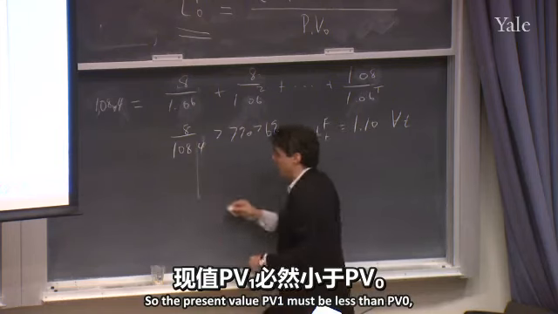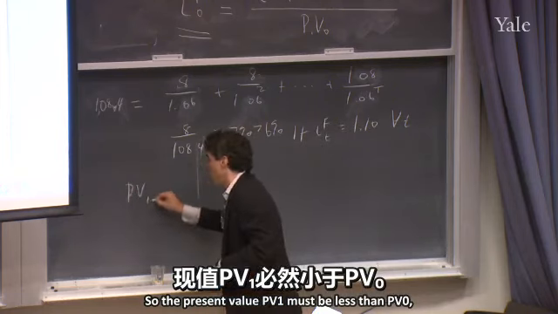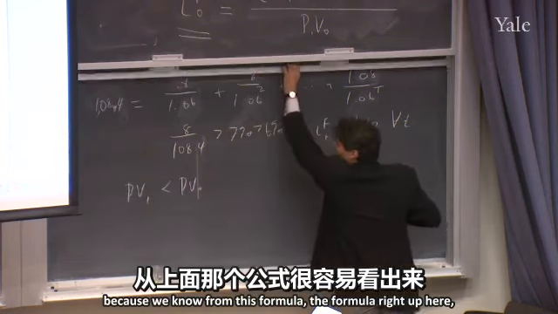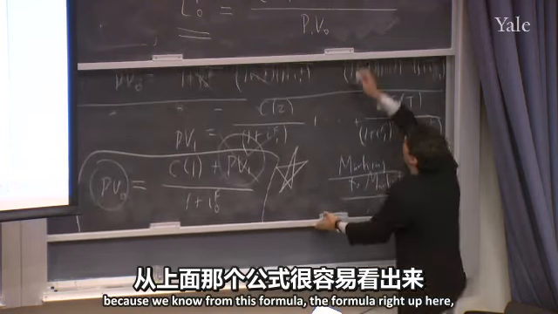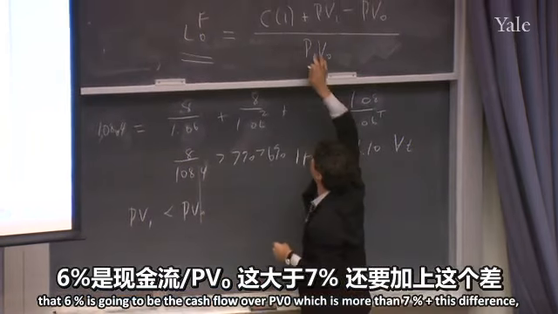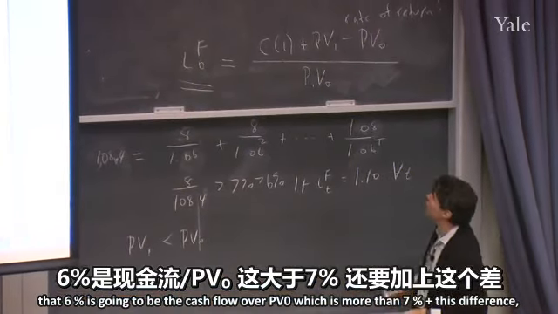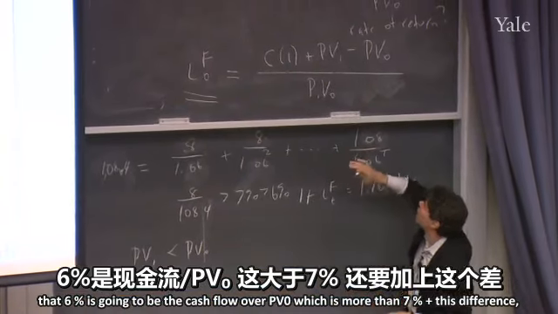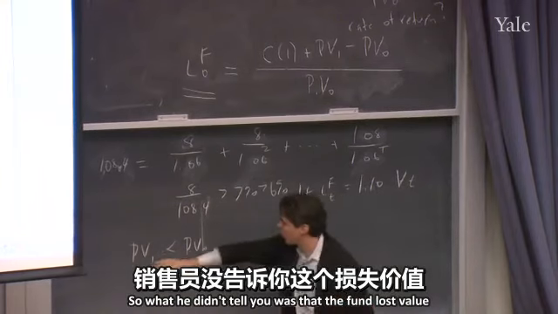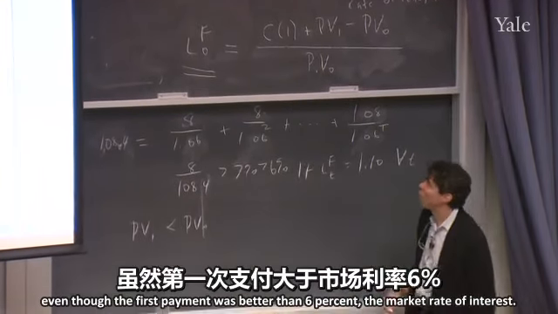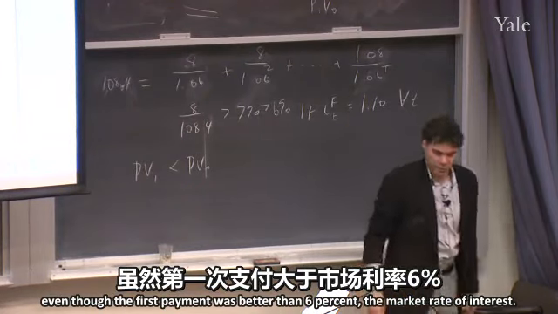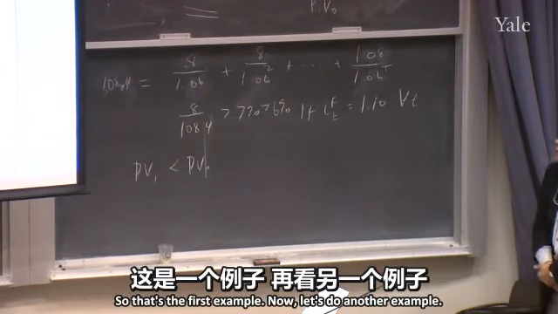Okay, so the present value, PV1, must be less than PV0, because we know from this formula, the formula right up here, that 6% is going to be the cash flow over PV0, which is more than 7%, plus this difference. And this difference, therefore, is going to have to be negative. So what he didn't tell you was that the fund lost value, even though the first payment was better than 6%, the market rate of interest. Okay, so that's the first example.